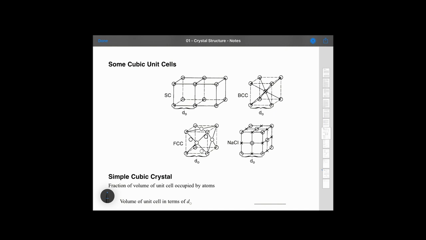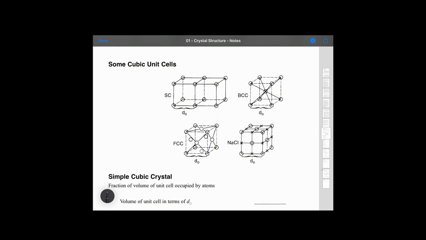And so the big difference between the face-centered cubic on the lower left and the sodium chloride on the lower right is essentially what happens in between the larger particles. In the face-centered cubic, those spaces in between the larger particles are effectively empty. In sodium chloride, those little spaces are filled with the sodium ions that offset the charge on the chloride ions.